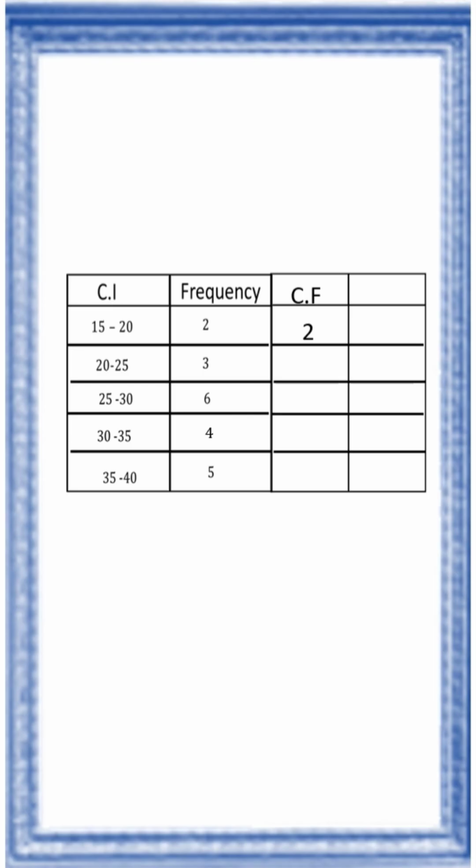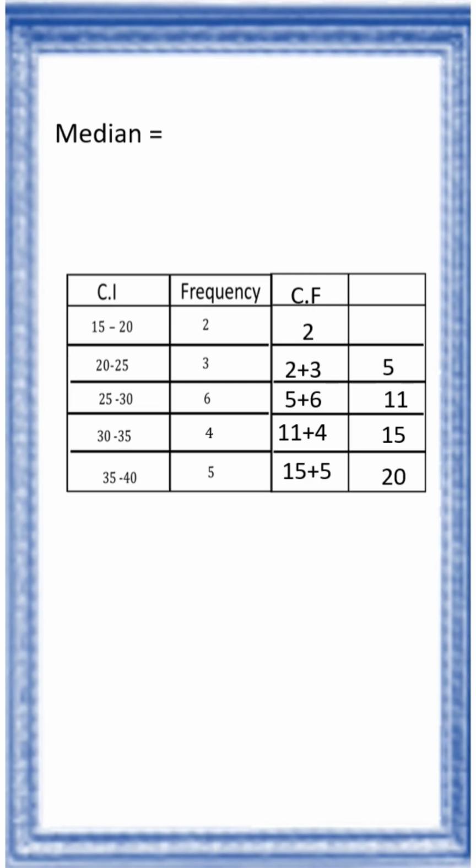The cumulative frequency of the first class interval is 2. 2 plus 3, that is 5. 5 plus 6, that is 11. 11 plus 4, that is 15. 15 plus 5, that is 20.